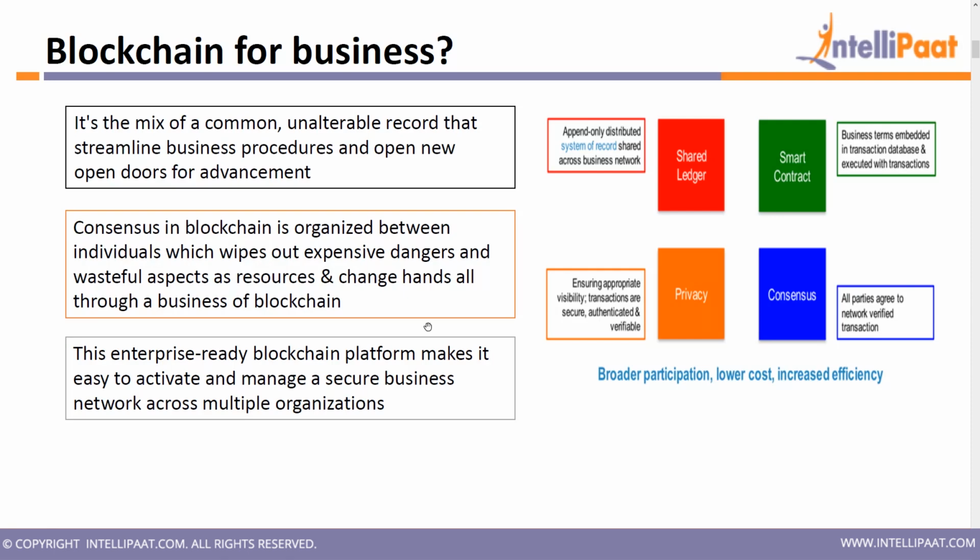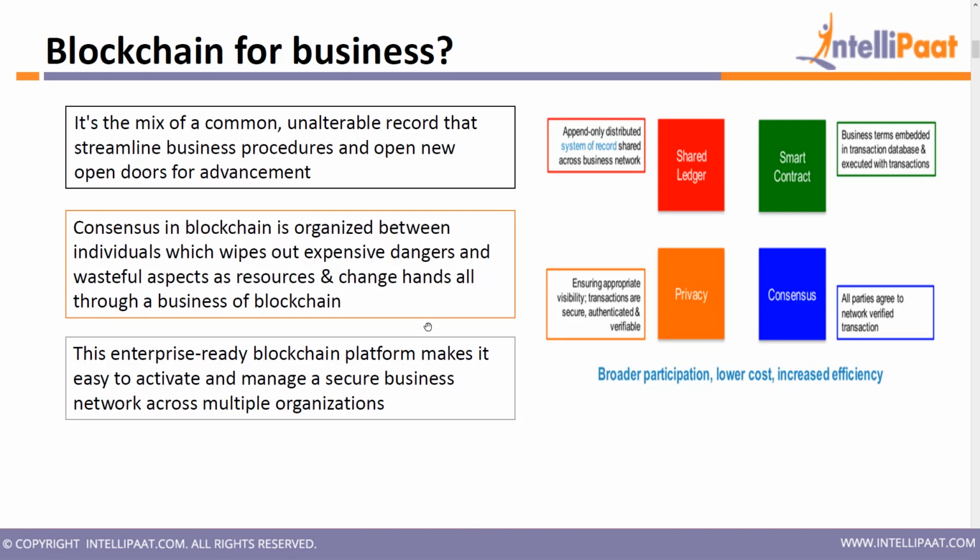That is again an important contract, where business terms are embedded in the transaction database and executed with transactions. Whatever logic you write in your smart contract behaves like your own pillar, or you can say your own identity, in order to verify and validate your transactions. So smart contracts can be embedded with your transaction databases and executed for each transaction in order to validate and create them with integrity.